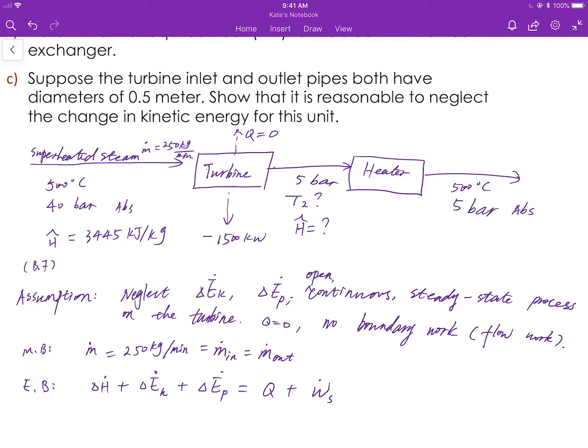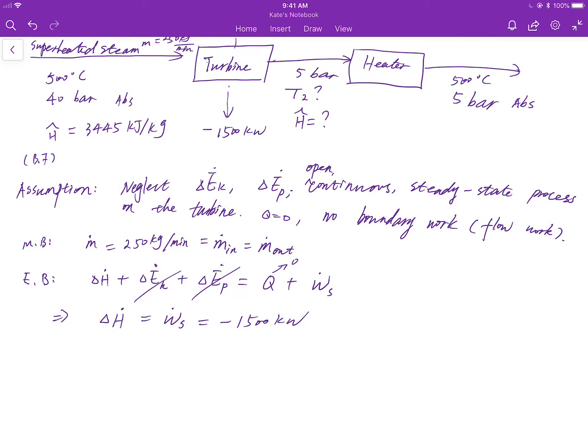Okay. Now, based on the assumption, we can cancel out this term, and this is 0. Therefore, we get the net energy balance equation is simply change in enthalpy equal to shaft work. Given shaft work is negative 1500 kilowatt, we just have to solve for change in enthalpy. For change in enthalpy, we have specific enthalpy and we have the mass flow rate, so we can calculate that easily.